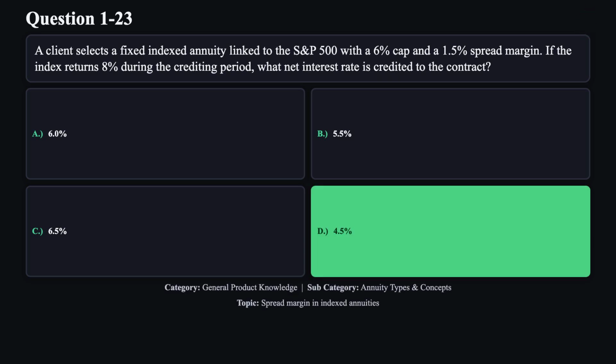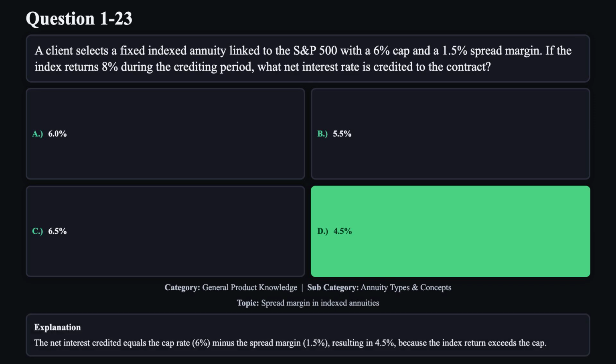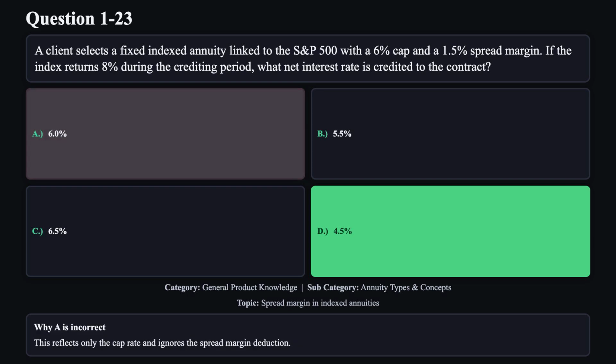The correct answer is D. The net interest credited equals the cap rate, 6%, minus the spread margin, 1.5%, resulting in 4.5% because the index return exceeds the cap. Reason A is not correct. This reflects only the cap rate and ignores the spread margin deduction.